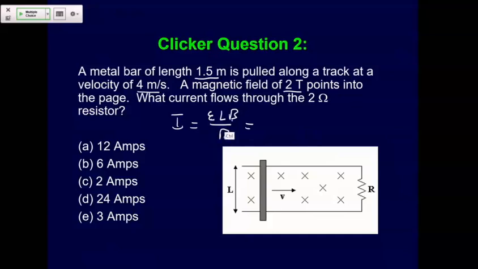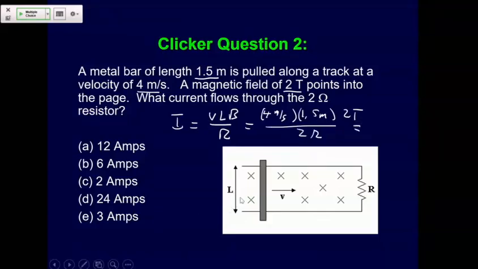So the EMF, actually that's the velocity, pardon me. And so a velocity of 4 meters per second, a length of 1.5 meters, and a magnetic field of 2 Tesla, divided by 2 ohms. And when I did this, I got the answer of 6 amps. So you can go through and get the current to come out in a case like this.